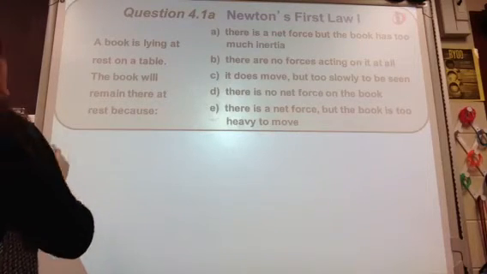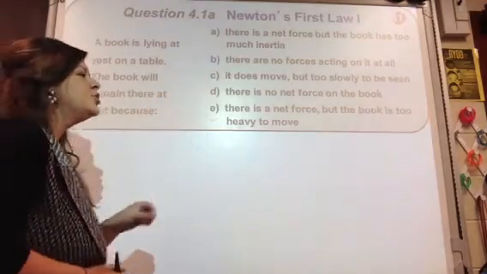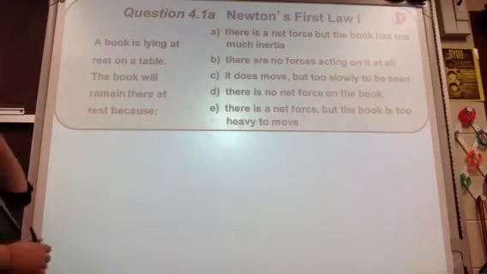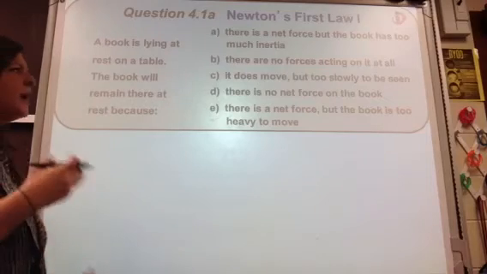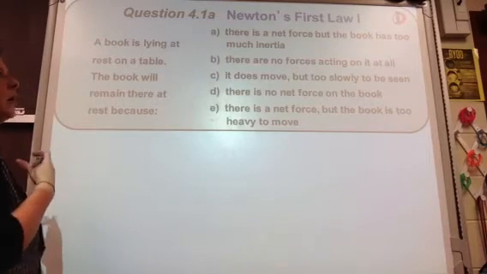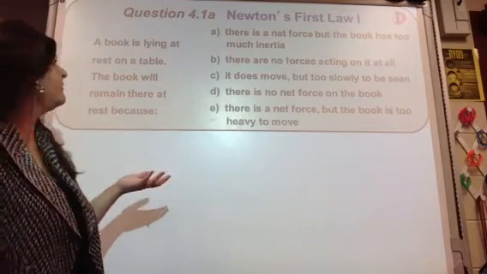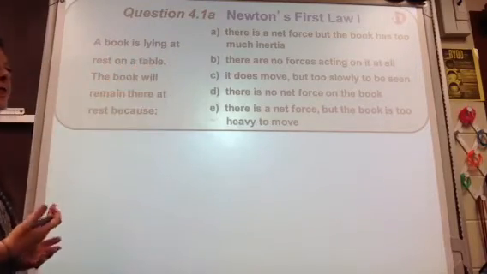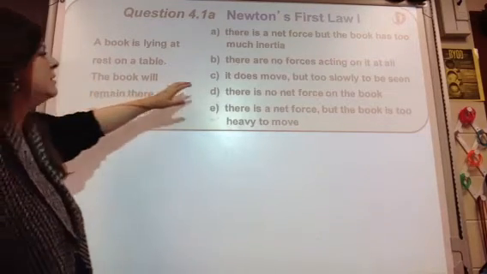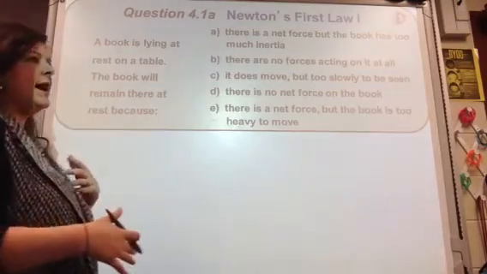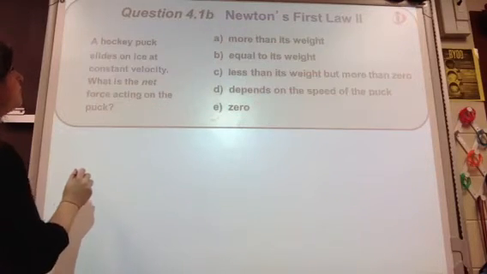If the book is at rest, and the book remains there at rest, it is because D, there is no net force acting on the book. There are forces that are acting on the book. I have gravitational force that would be accelerating that book towards the center of the earth, but if the book is lying on the table, I also have the table pushing back up on the book. So if it's at rest, the net force, or the sum of all forces that are acting on that book, must be 0, which is the reason why it's not accelerating.